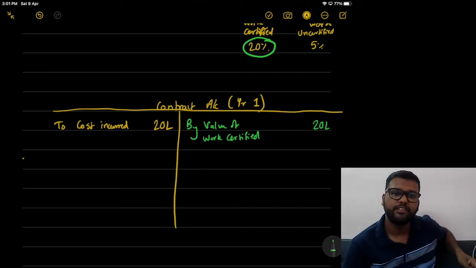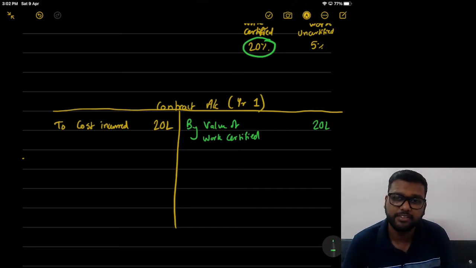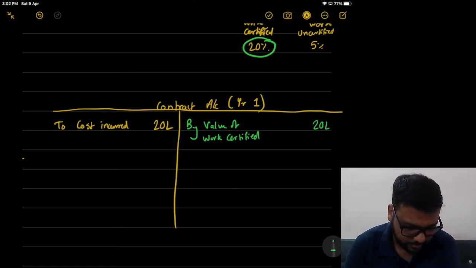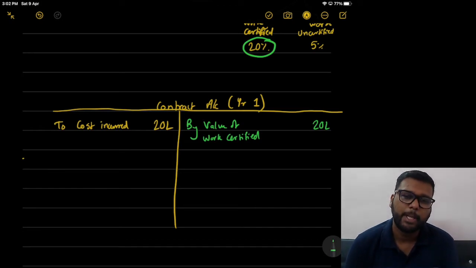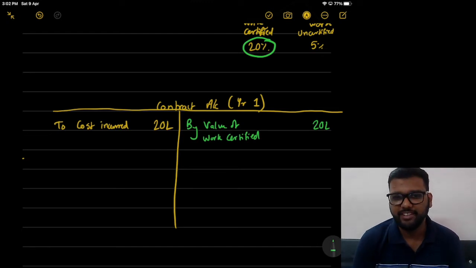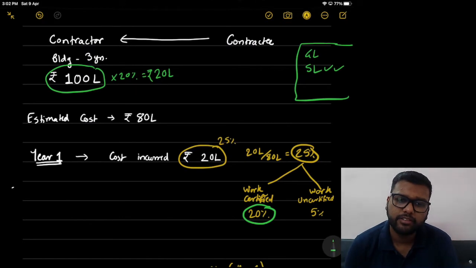5 lakhs. Okay. But then can you tell me how to record it here in costing P&L account or contract account? Yes, Akanksha. The cost and income have been taken for 25%. So the cost should also be taken only to the extent of certified work, for which we take the profit. Perfect. Okay, very good. See, this cost incurred 20 lakhs is how much percent of total cost?